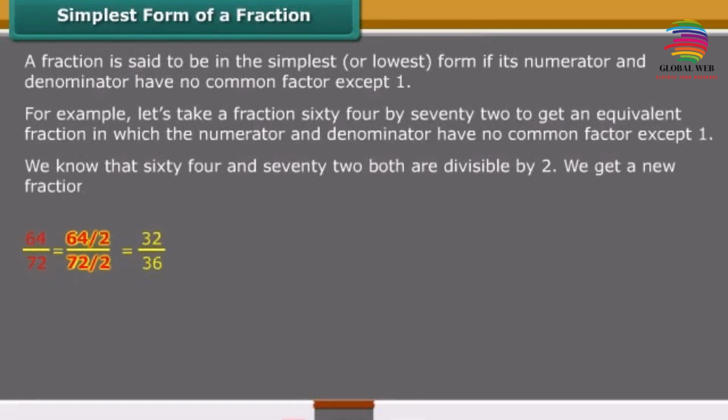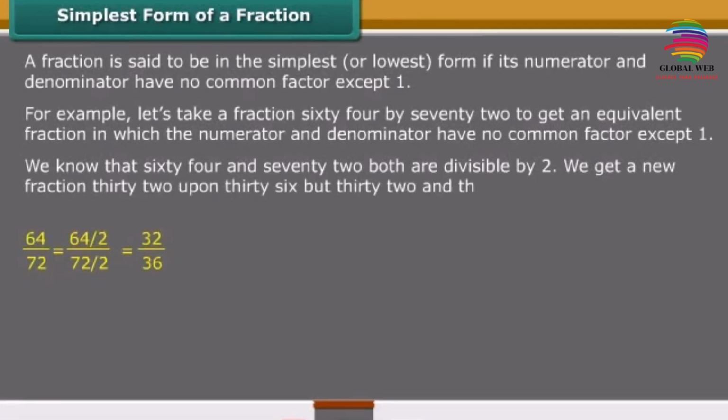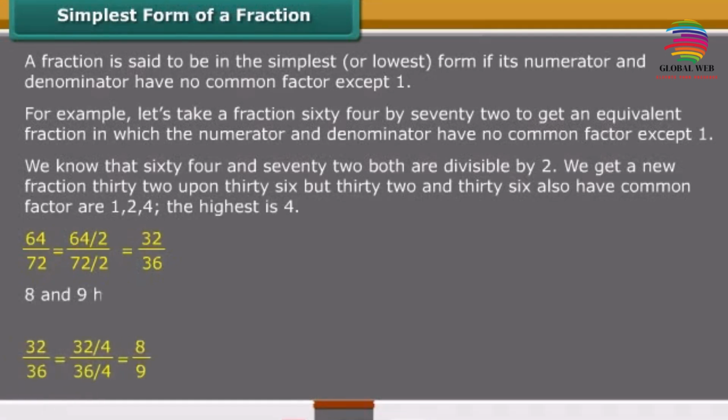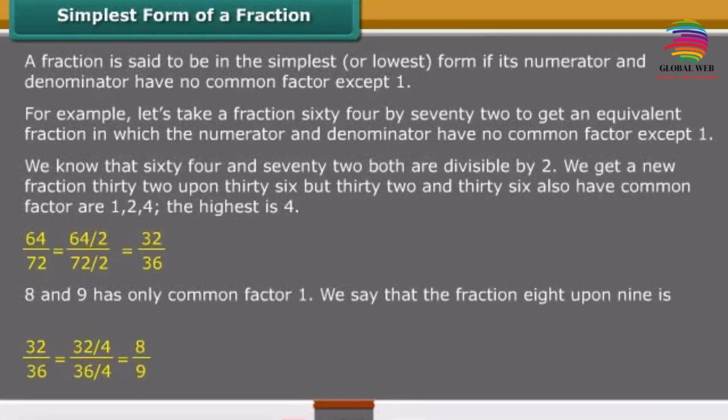We get a new fraction 32/36, but 32 and 36 also have common factors 1, 2, 4. The highest is 4. 8 and 9 have only common factor 1. We say that the fraction 8/9 is the simplest form of 64/72.